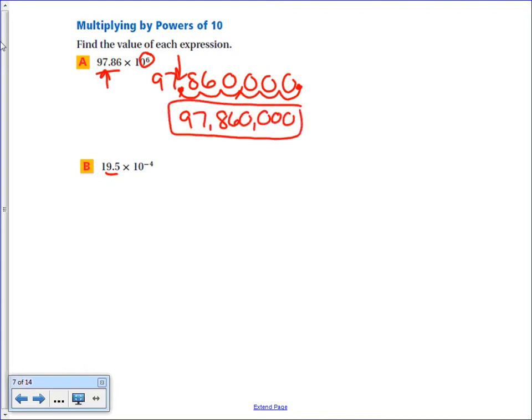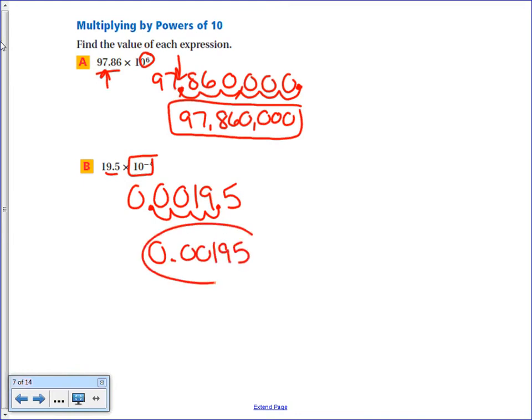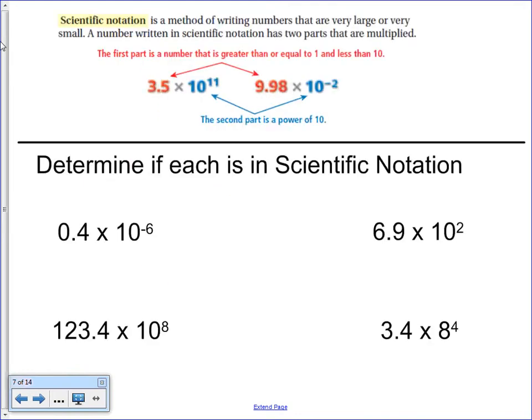So there's that number. Letter B, 19.5 times 10 to the negative 4th. Start off with that 19.5. And starting with this decimal place, I'm going to go to the left 4. There's my new one. Fill in your zeros. So we have 0.00195 for letter B.